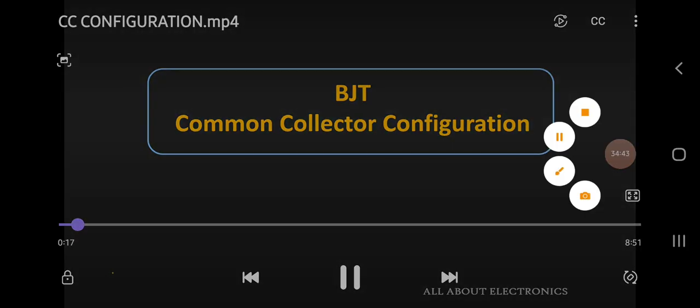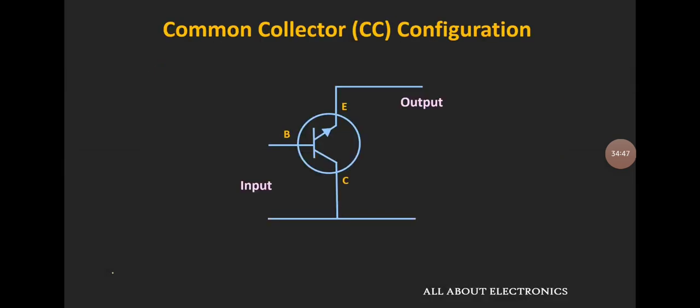So in this video, we will learn about the common collector configuration of the BJT. In case of this common collector configuration, this collector terminal is common between the input and the output side. That means here, the input is applied between the base and the collector terminal, and the output is measured between the emitter and the collector terminal.